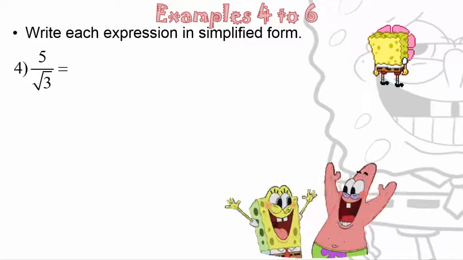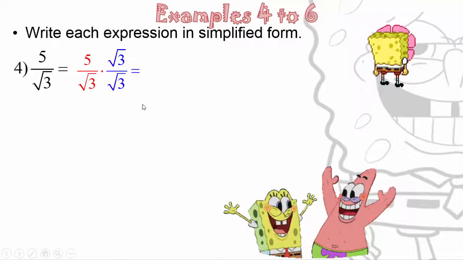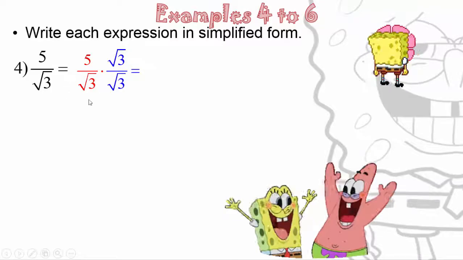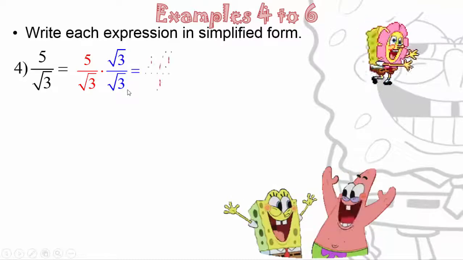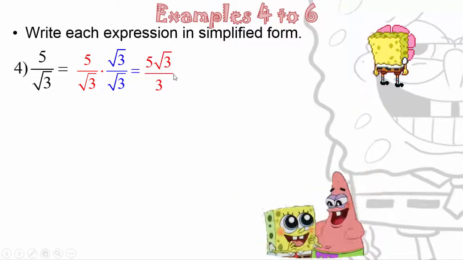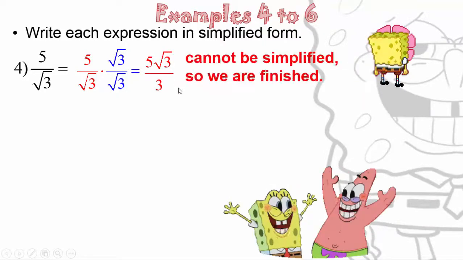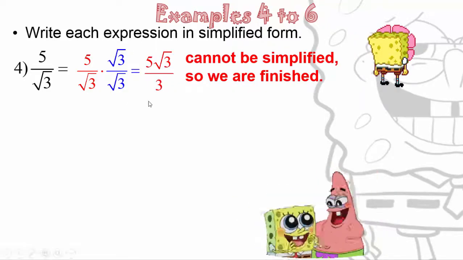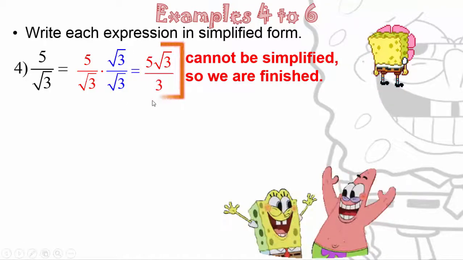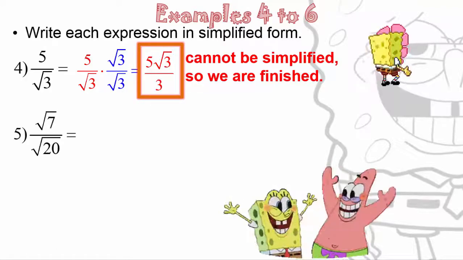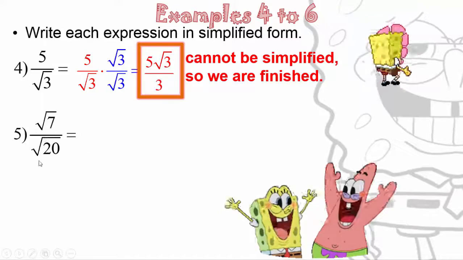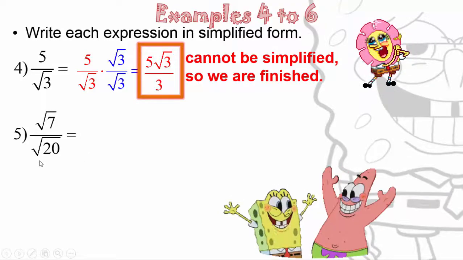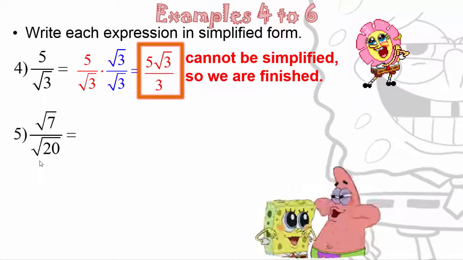Reviewing what we did on the whiteboard, we rationalized the denominator in order to get rid of the square root of 3 on the bottom, so we multiplied it by the square root of 3 over the square root of 3, and we got 5 square root of 3 over 3. We cannot simplify this any further, so we are finished. In example number 5, we have square root of 7 over square root of 20. And as you see, we have a square root in the denominator, so we're going to have to fix that one up too. So let us go over to the whiteboard and see how we do this.